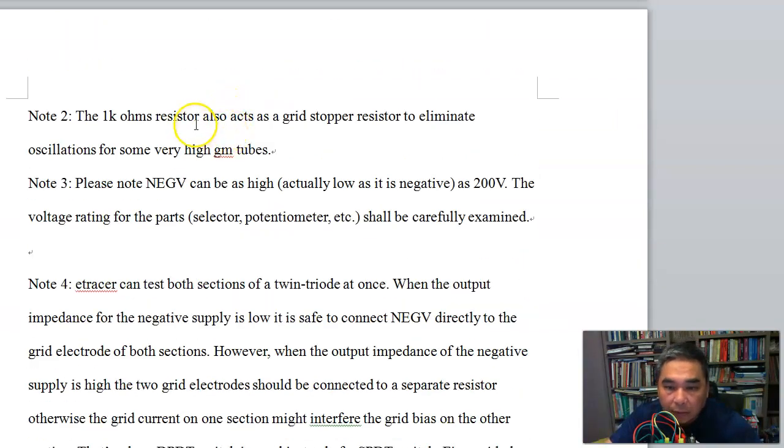So note 2, the 1 k ohm resistor can act as a grid stopper, like I just said, to eliminate the oscillations for some very high gm tubes. So far, I don't see any problem with any tubes, but this might be nice to have if you decide to add this gas test function to your eTracer.